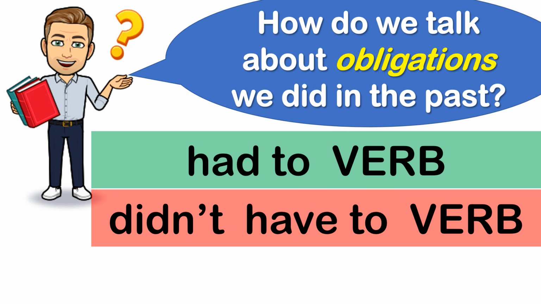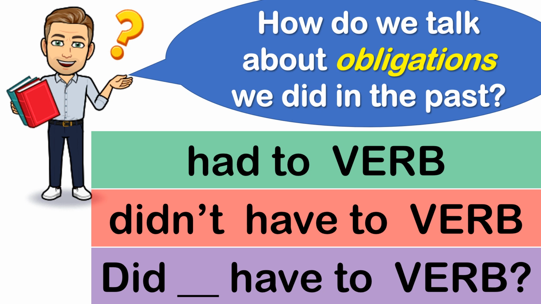In a negative sentence, it's a little trickier. We're going to use didn't and then have to, and then the verb. So notice in the yes sentence, we're going to use had to, but in the negative, it goes back to have to. And sometimes you might see a question about past obligations, so it would look like this. Did you have to blah, blah, blah?